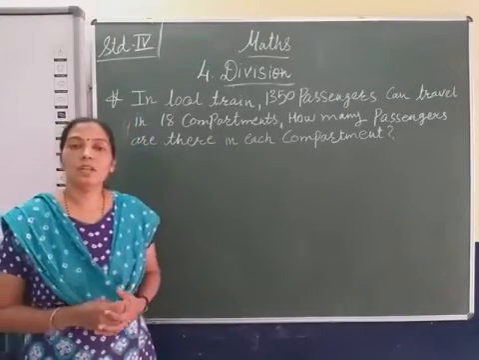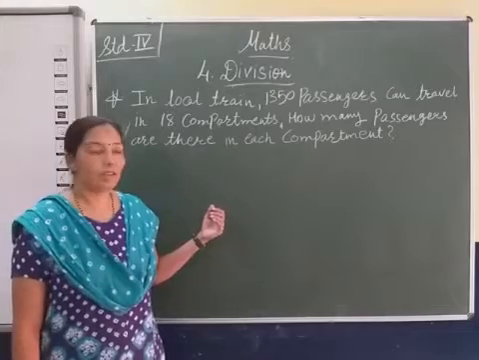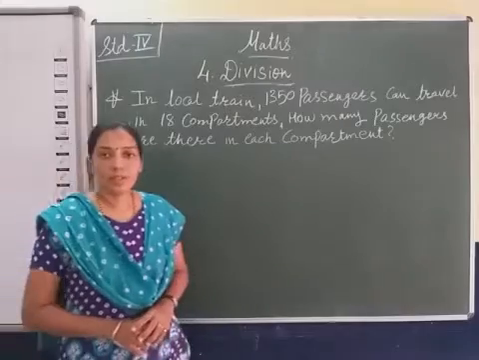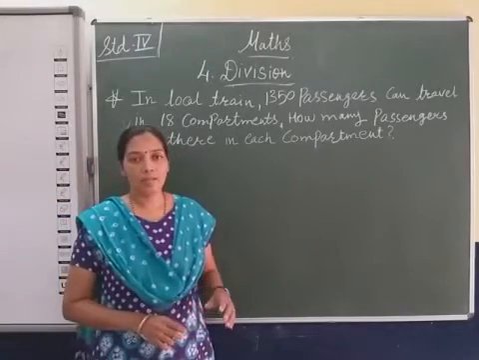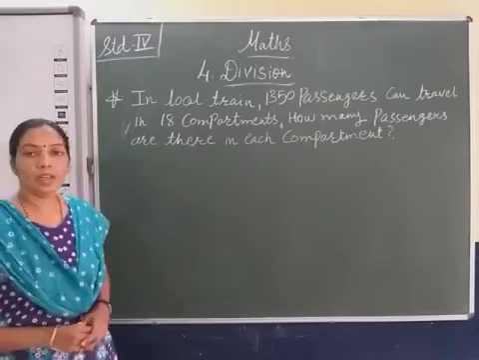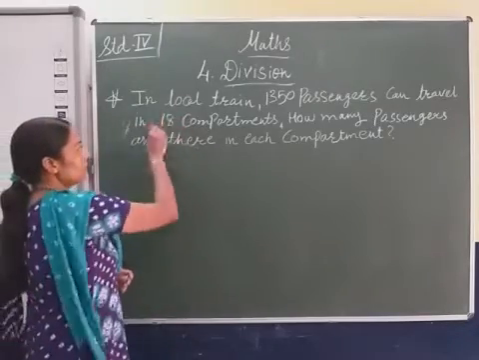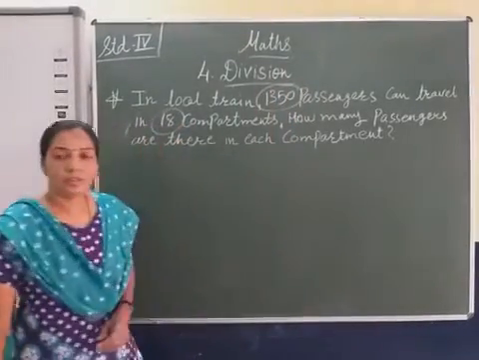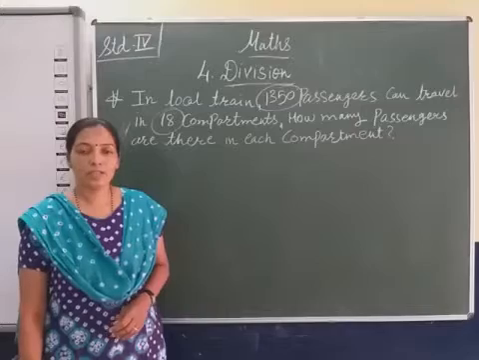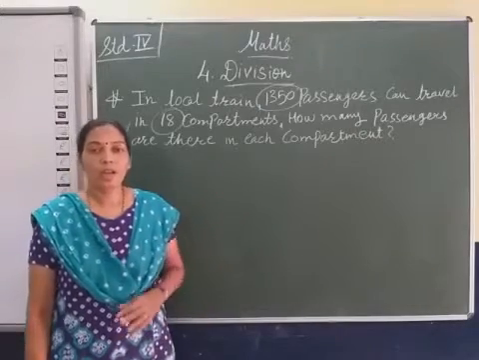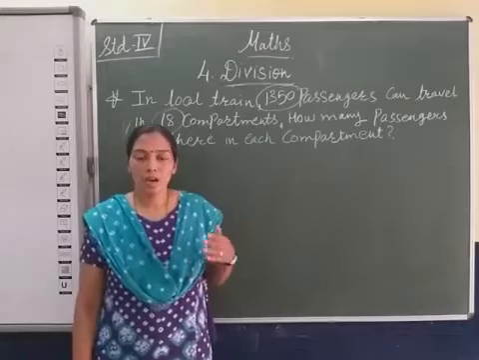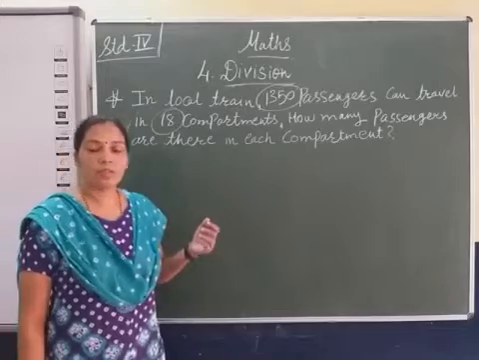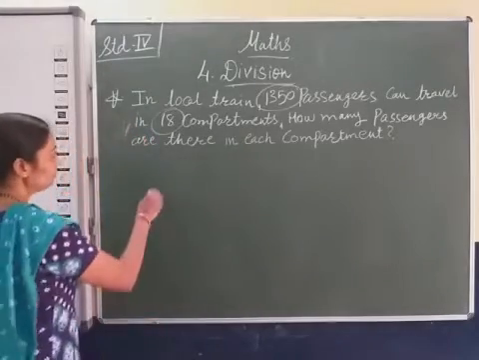Now we have to first understand what information is given here. Again we read: in a local train, 1350 passengers travel in how many? In 18 compartments. Now what we have to find out is how many passengers can travel in each compartment. So this information we put in statement form.